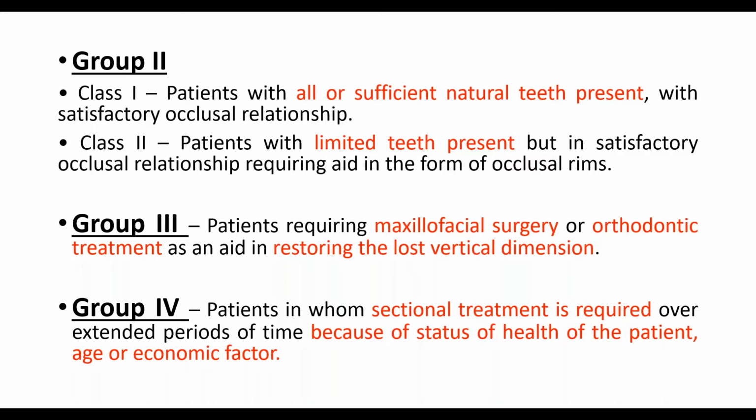Coming to group 2, there are two subclasses. Class 1, patient with sufficient natural teeth present with satisfactory occlusal relationship. Class 2, patient with limited teeth present but in satisfactory occlusal relationship, requiring aid in the form of occlusal rims. Class 3, or we can say group 3, patient requiring maxillofacial surgery or orthodontic corrective treatment procedure as an aid in restoring the vertical dimension. And group 4 is the patient in whom sectional treatment is required over an extended period of time because of the status of the health of the patient, age, and economic factors.